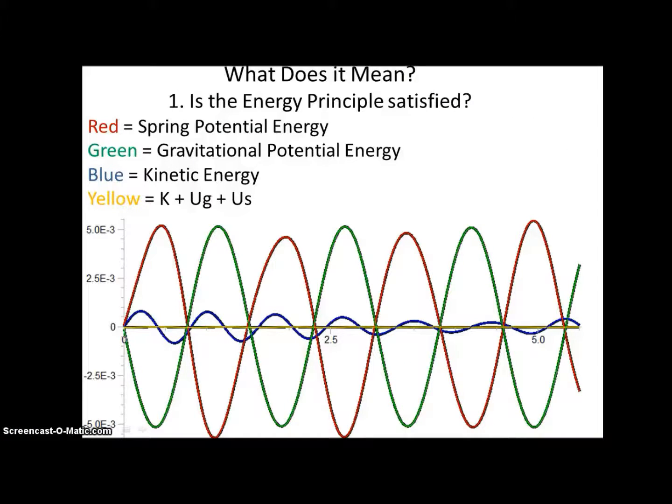Now let's address the what does it mean questions. Is the energy principle satisfied? In this case, a simple answer, yes, because the total energy, which is the yellow, which is the sum of the kinetic energy as well as both potential energies of gravity and the spring, equals 0. Now, it equals 0 because we included Earth, the spring, and the mass all in our system, and no energy was lost to the surroundings. So delta E equals 0, so the sum of the kinetic and potential energies has to equal 0.